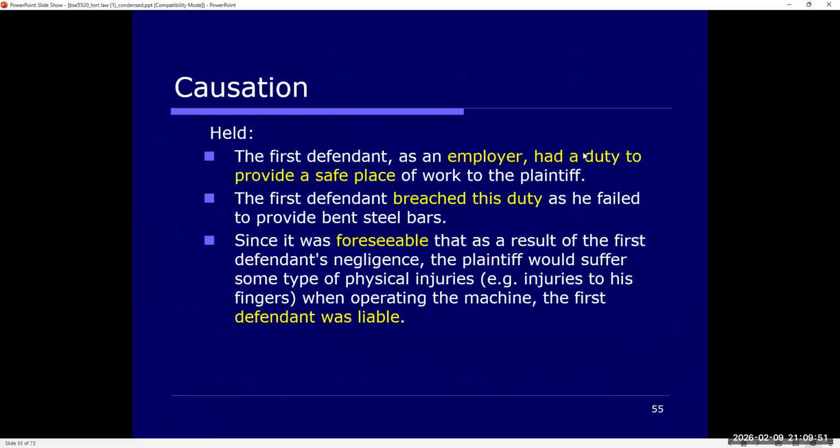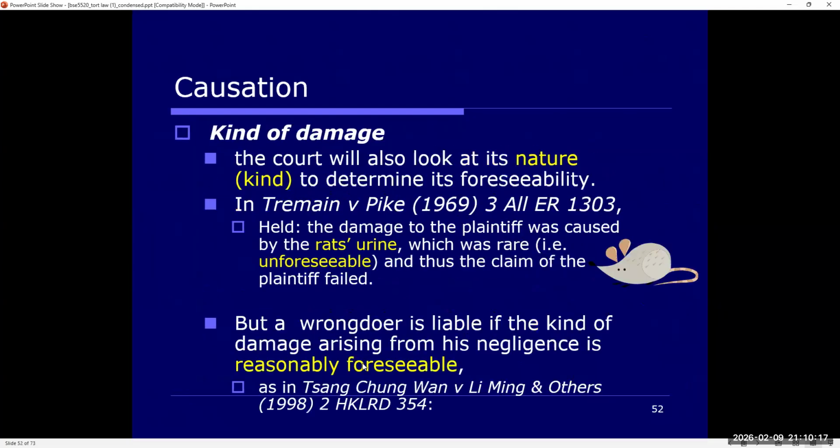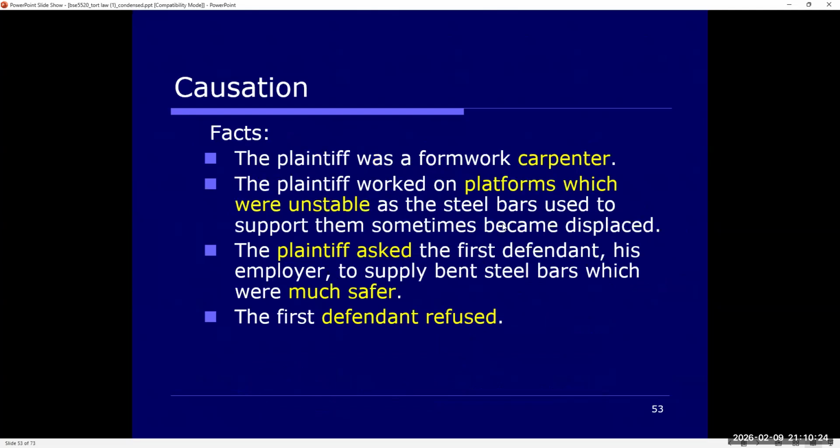It was held that the employer had a duty to provide a safe place for his employees, that is, in this case, the plaintiff. So the employer, that is the first defendant, breached his duty of care. And since it was foreseeable, therefore the defendant, the employer, was liable. So here, the key point is whether it is reasonably foreseeable, right? So it is important that the employer provides safe equipment and a safe working environment for his employees, as illustrated in this case. Otherwise, the employer could be in trouble. The plaintiff in this case is the employee, claiming that the equipment provided by the employer was not safe.